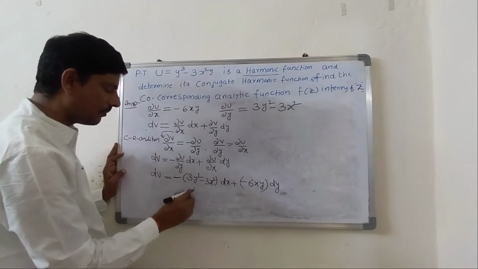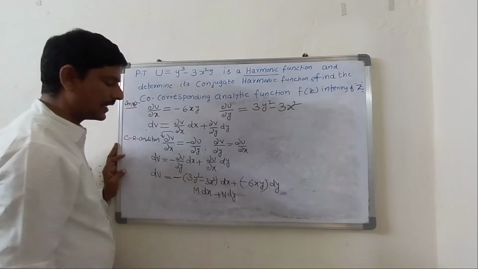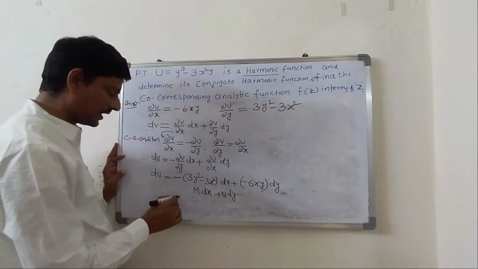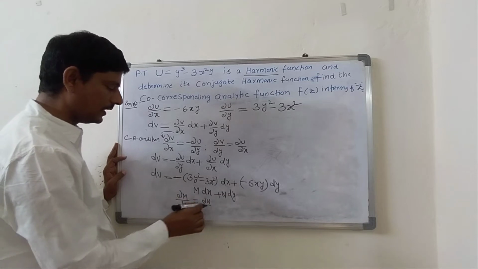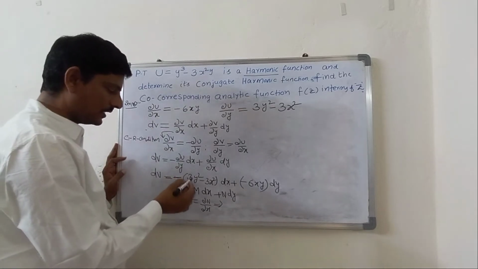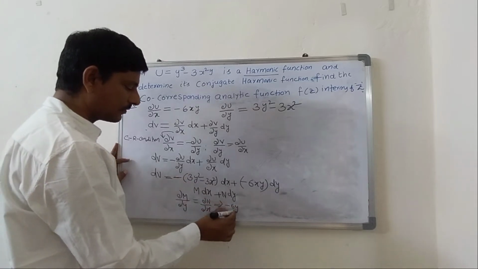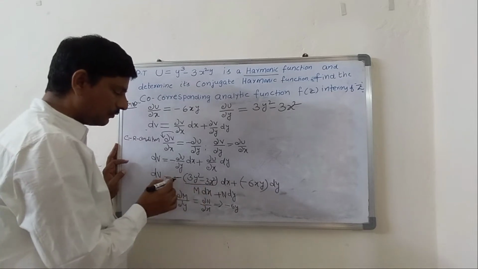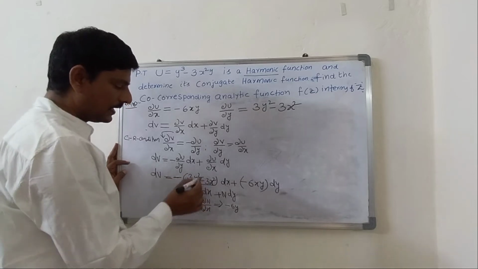Now the RHS is of the form M dx plus N dy. If the equation is of the form M dx plus N dy, then it is an exact differential equation if ∂M/∂y is equal to ∂N/∂x. Then it is said to be exact. ∂M/∂y: we have to differentiate this expression with respect to y. So −3 into y² differentiation is 2y, 2 into 3 is 6, so −6y. The 3x² differentiation is 0.